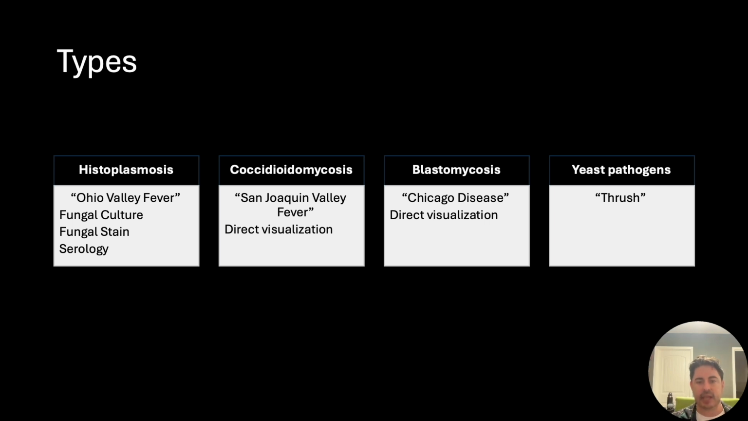Coccidioidomycosis is the San Joaquin Valley fever, and this is from direct contact and direct visualization. Blastomycosis is the Chicago disease, again, direct visualization. And the last one that we have is yeast pathogens. We see this typically with thrush.